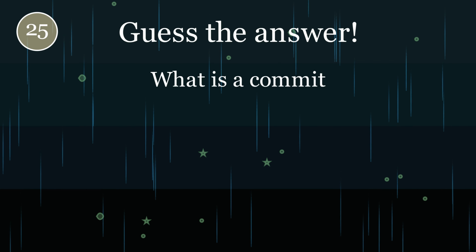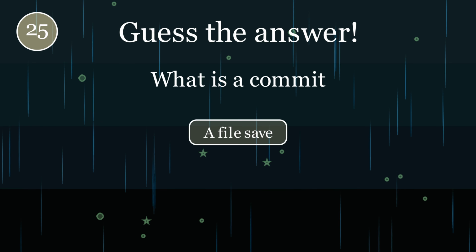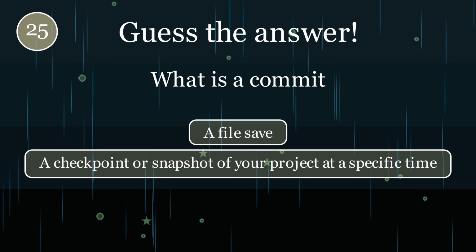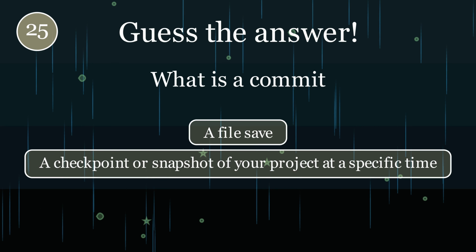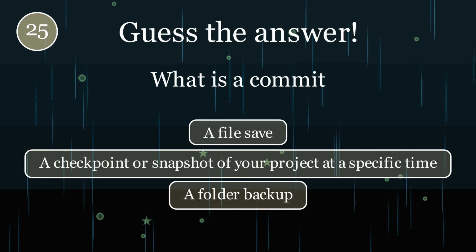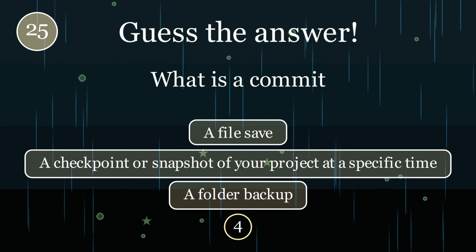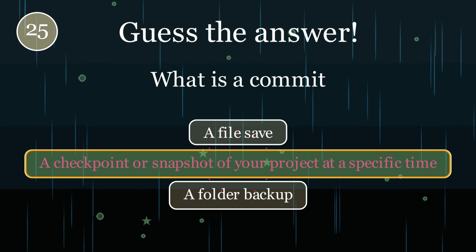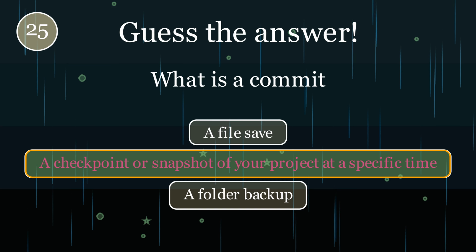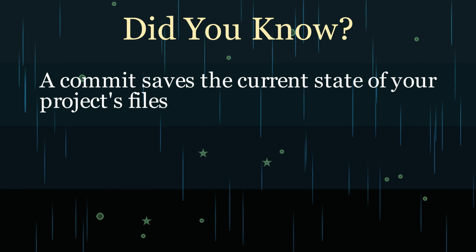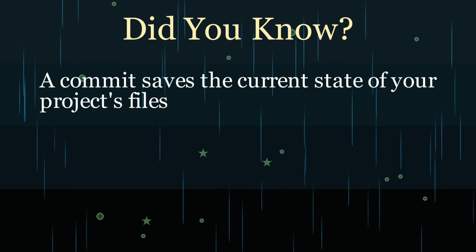What is a commit? A file save. A checkpoint or snapshot of your project at a specific time. A folder backup. The correct answer is a checkpoint or snapshot of your project at a specific time. Knowledge boost. A commit saves the current state of your project's files.